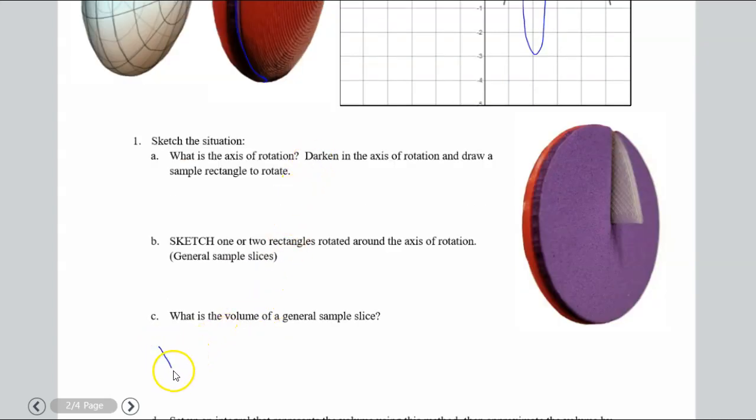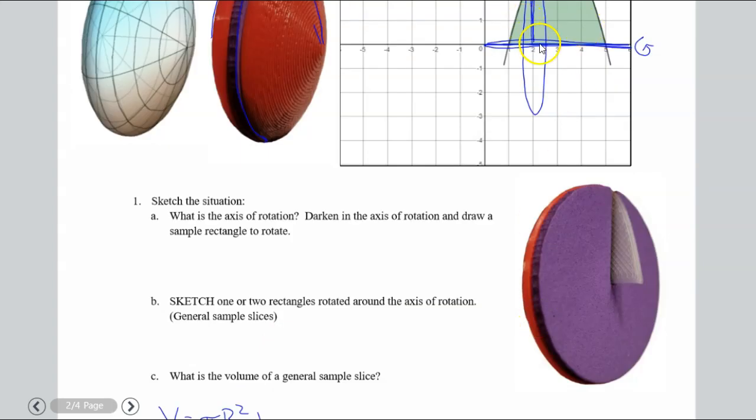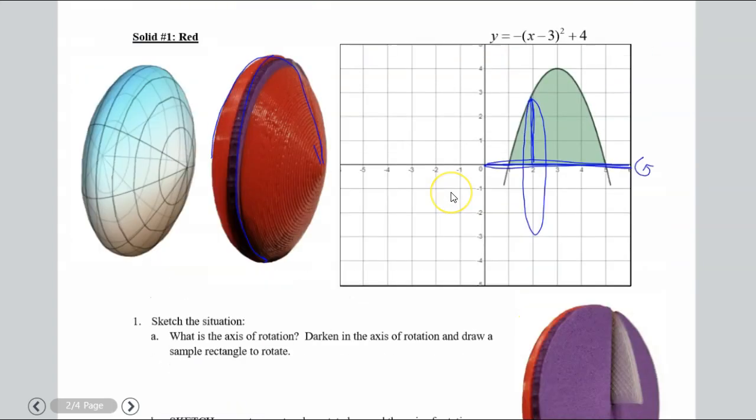Normally, what we said before for disks, is this is going to be pi r squared, and we have a vertical rectangle, so that thickness is a dx right there. And then what is the r? Well, the r in this case is just whatever this height happens to be right here. So we could call that y. But we're doing things with dx, right? So it might help to write it in terms of x.